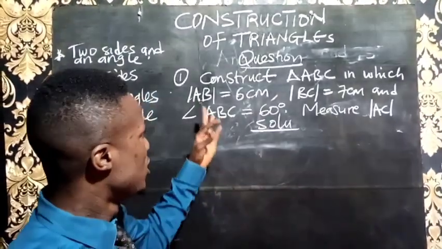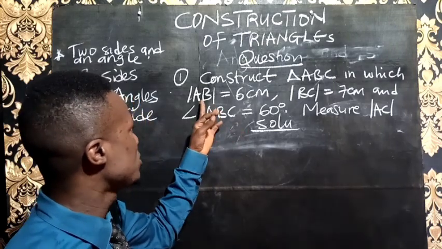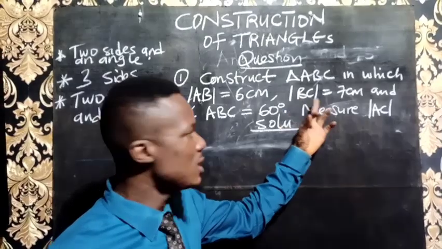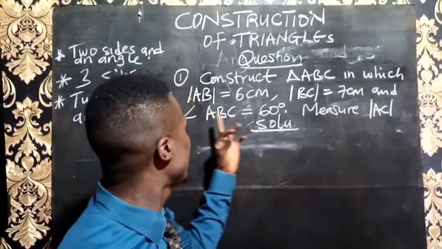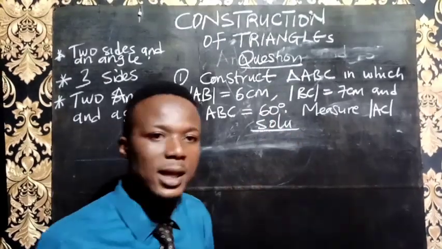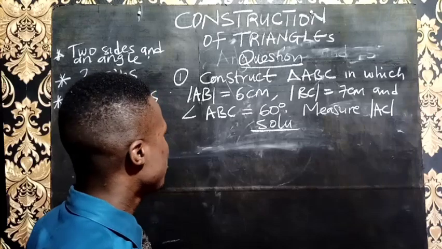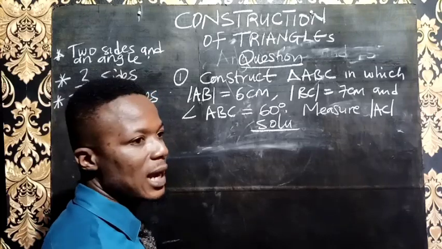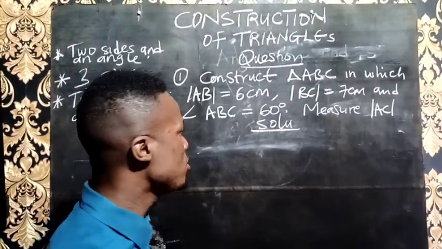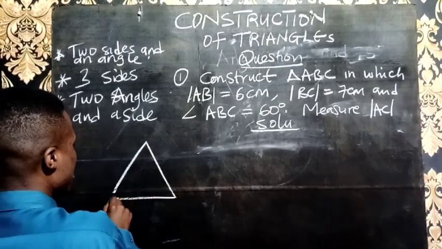The question says, construct triangle ABC in which line AB is 6 cm, line BC is 7 cm, and the angle ABC is 60 degrees. Measure line AC. To do this, you have to make a rough work. The rough work will guide you on how your constructed shape, or the shape you're about to construct, will look like. So I've just come to my rough and make a rough.